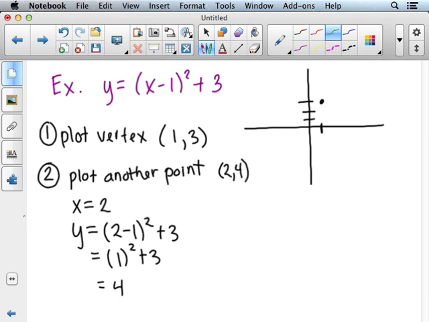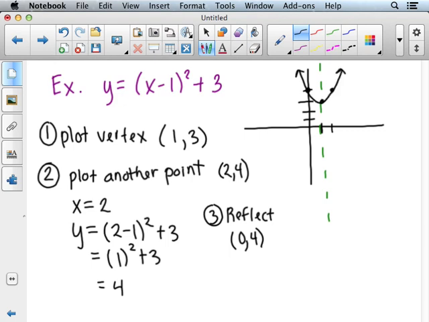I'm going to draw in my axis of symmetry through my vertex. Plot my other point: 1, 2, 1, 2, 3, 4. And last step, step 3, is to reflect. So I'm 1 point away from the vertex on the right. I'm going to go 1 space to the left. So when I reflect, I get the point (0, 4), which also happens to be my y-intercept. I'm going to connect those, and there's my graph.